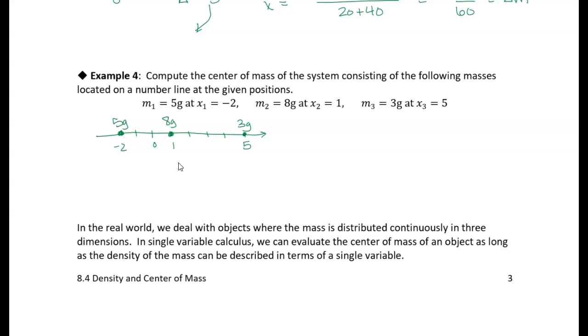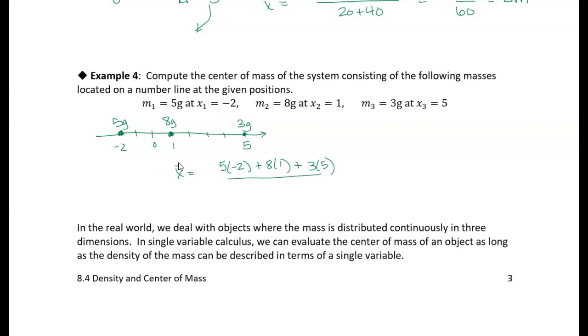All right, so calculating the center of mass is pretty straightforward. You can just use the formula now. Hopefully you understand where it came from. So we're just going to look at the moments around the origin and add them up. So 5 times -2 plus 8 times 1 plus 3 times 5. Okay, so that's the sum of the moments about the origin.